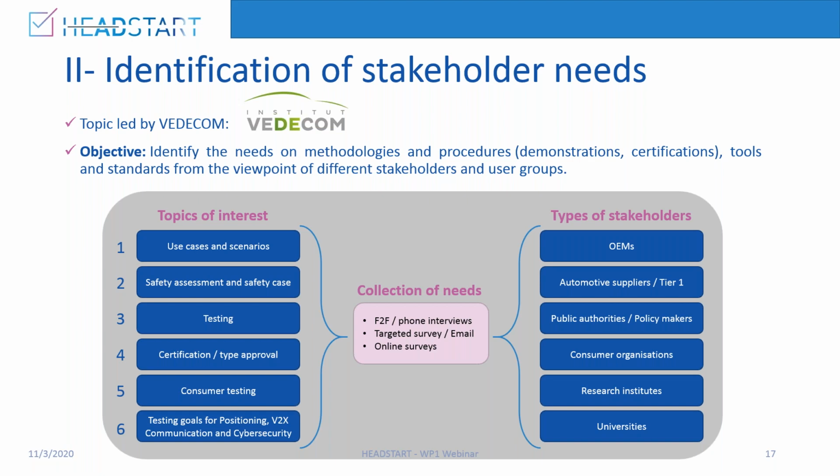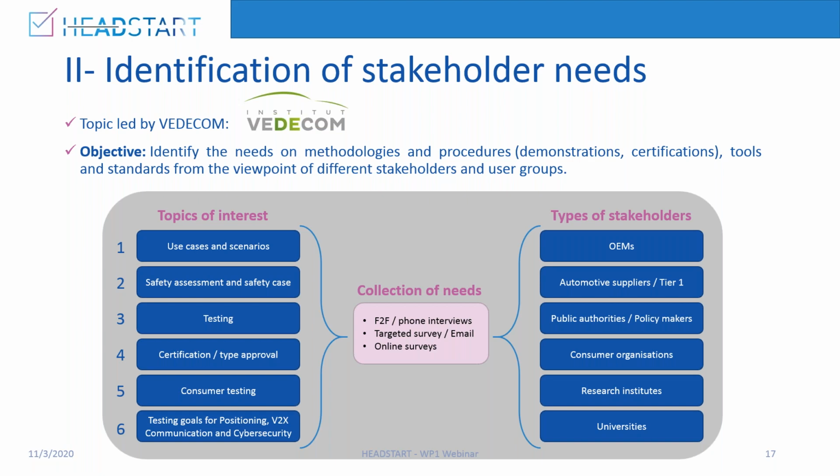And all these stakeholders were interviewed through different means of collecting needs, such as face-to-face interview, phone interview, targeted survey by email, or online survey that is anonymous. And there were 6 different topics of interview. The first one was the use cases and scenarios. We also had something on safety, safety assessment, and safety case. We had a presentation of testing, how to test connected and automated vehicles, something on certification, something on consumer testing, and finally something more focused on the 3 key enabling technologies: how to test positioning, V2X communication, and cybersecurity.